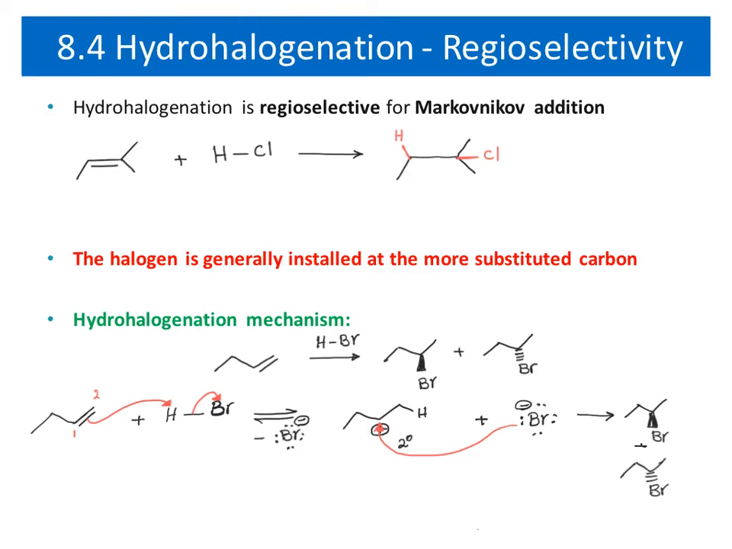Now, another important note here is that during hydrohalogenation, we are forming a carbocation. So since we are forming a carbocation, we need to consider the possibility of rearrangement. If the carbocation can rearrange to form a more stable carbocation, it will definitely do it. And once again, the hydrogen is added to the less substituted carbon to form the more stable carbocation, and then bromine is added to the more substituted carbon to form the product, which follows the Markovnikov rule.